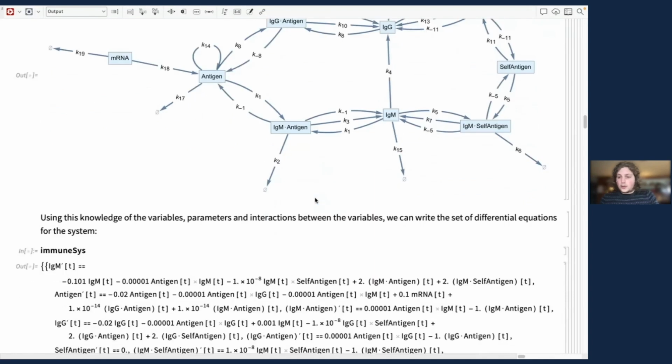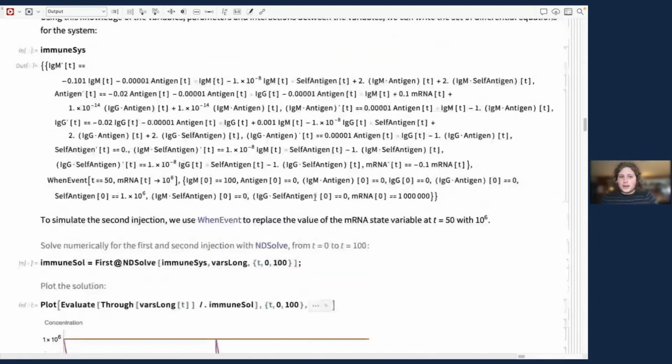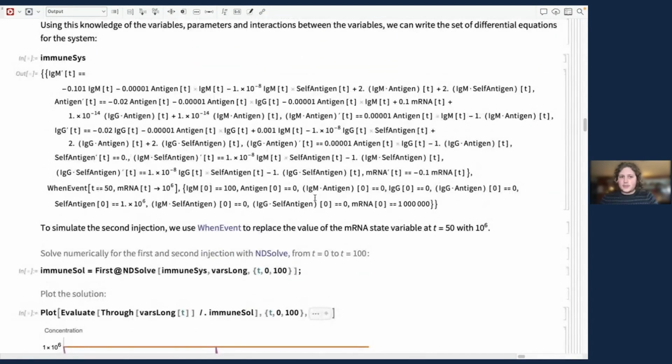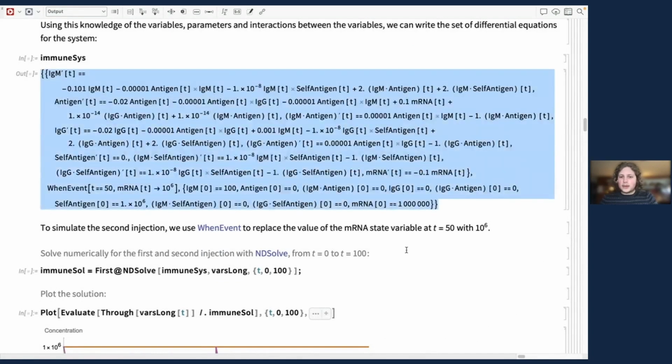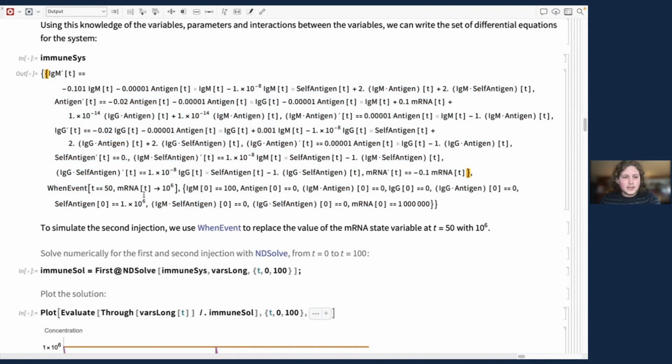We can also use the packlet to generate a set of differential equations to describe the system. So I don't have to write this all by hand. I can just say, okay, I've defined all of my variables, my interactions, just tell me what this is going to look like as a set of differential equations. And in this case, I have added a little bit. I've said that at the 50th time step, when time is equal to 50, I'm going to set the mRNA to a new value to simulate a second dose of an mRNA vaccine.